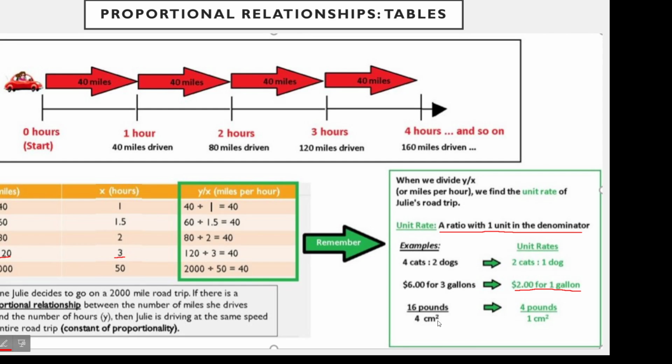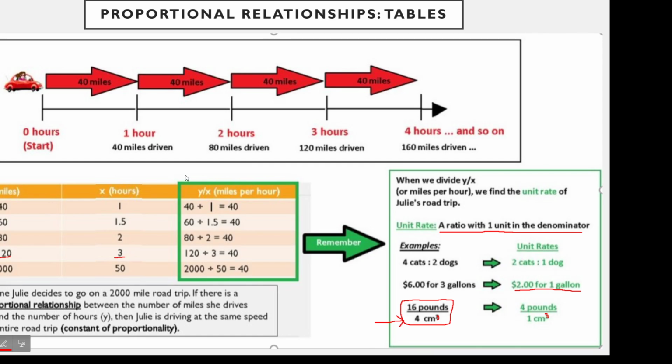Or if you have something like 16 pounds per 4 square centimeters, something like this would go along with pressure, air pressure, like in a ball. Well, if you wanted to find the unit rate, that would be 4 pounds every 1 square centimeter. Actually, I'm sorry, this should be a cubic centimeter. But it actually doesn't change the fact that this is a unit rate. We still solve it the same way. 16 divided by 4 gives us this 4 pounds per 1 cubic centimeter.